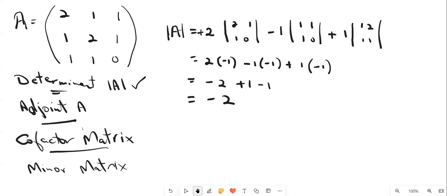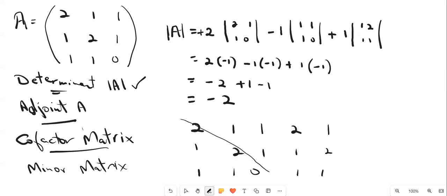I think in one of the videos, I can't remember exactly, but there was another method where they take the matrix, right? You take the matrix: 2, 1, 1, 1, 2, 1, 1, 1, 0. And you take these 2 columns here, put them back here: 2, 1, 1, 1, 2, 1. And you take these numbers, multiply them, and add them up, right?